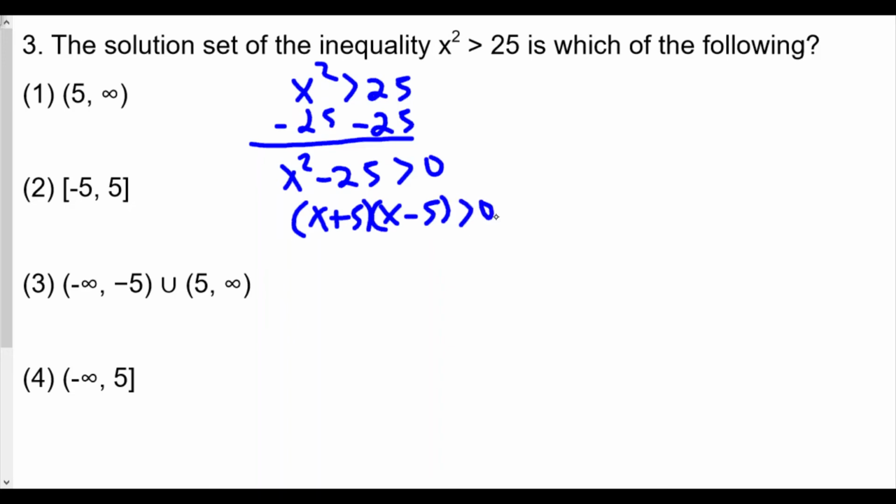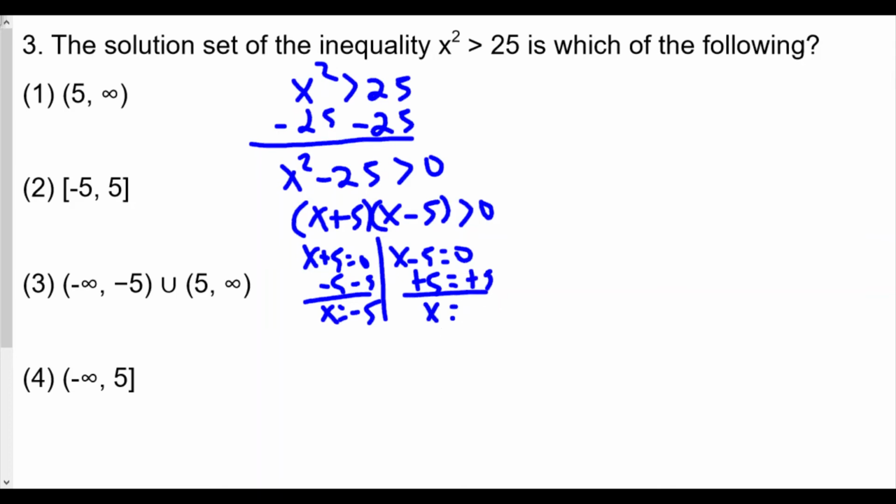Now, the roots in this case, so the values of x that make the expression equal 0, would be, well, x plus 5 equals 0 and x minus 5 equals 0. If we subtract 5 on both sides, we get x equals negative 5. Add 5 on both sides, we get x equals 5. So we found our roots, just like you solve any quadratic equation.